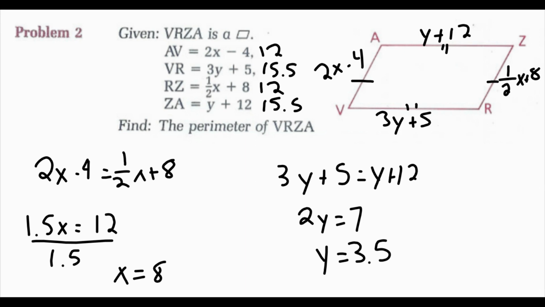12 plus 12 plus 15.5 plus 15.5 would give me a perimeter of VRZA of 55 units.